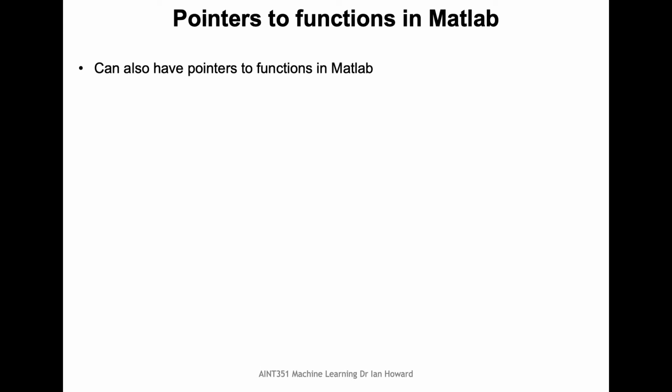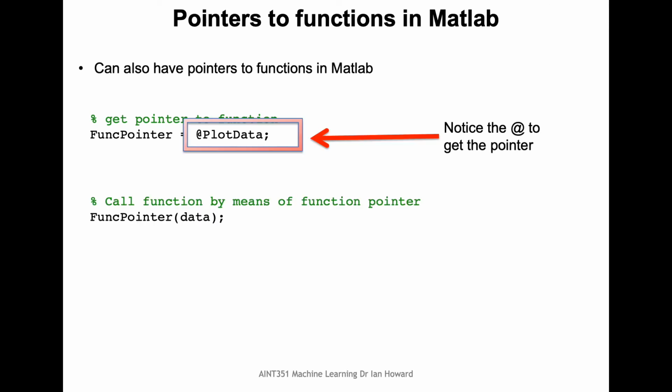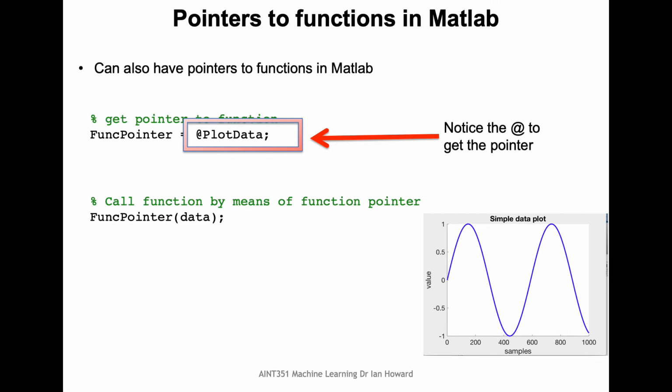We can also have pointers to functions. We can get a pointer by putting the @ symbol in front of a function name. What that will do is get the pointer to that particular function. So if we say func pointer equals @plot data, it's setting func pointer to be that function. We can then call this variable func pointer, and it will call the function that we set it to. So rather than using the name we had originally, we use this name that we defined and set equal to the pointer.